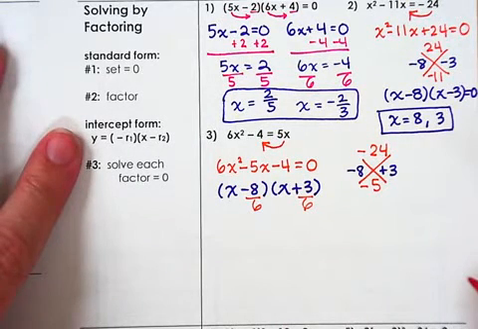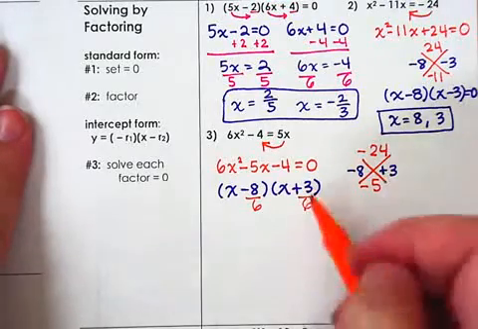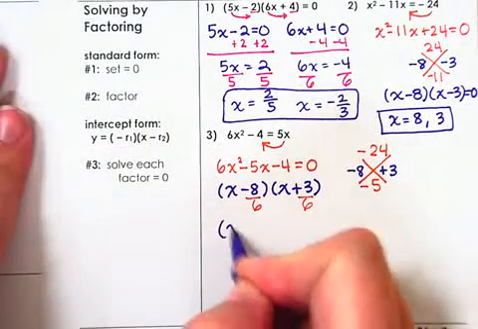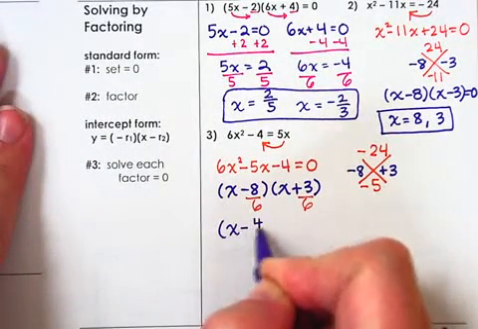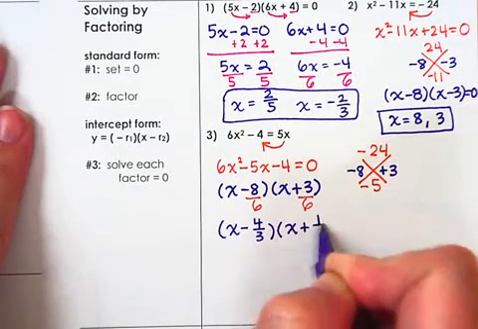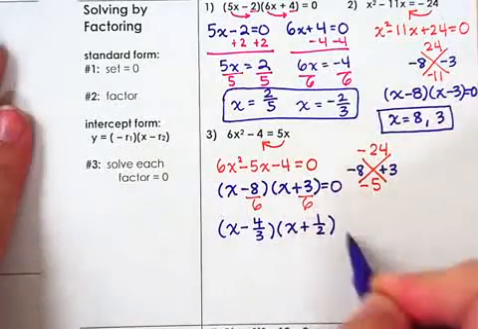So I'm just finding the factors. I'm just factoring right now. And lastly, I need to simplify, divide. So x minus 4/3 and x plus 1/2. Now at this point, I need my equals 0.